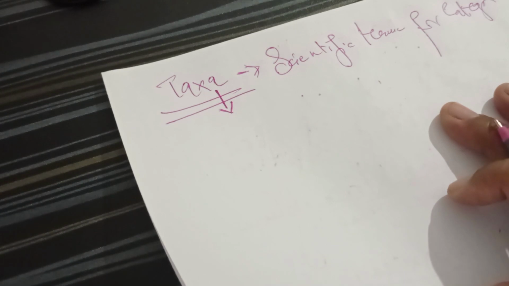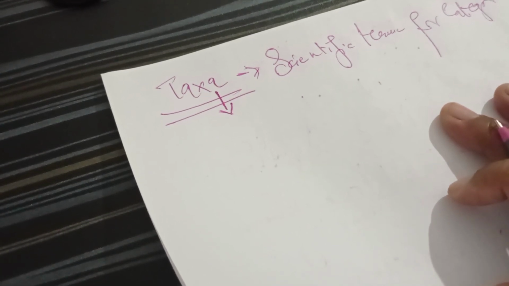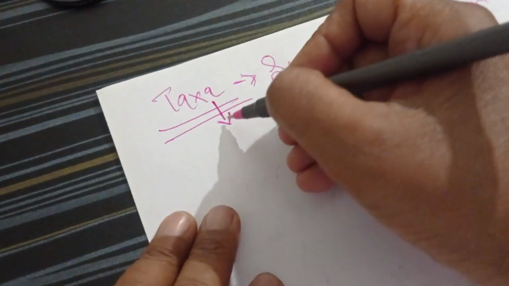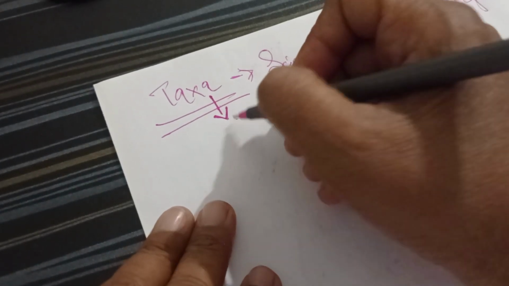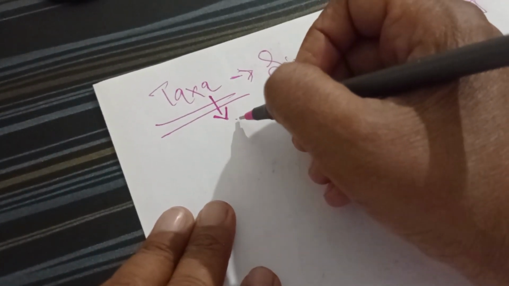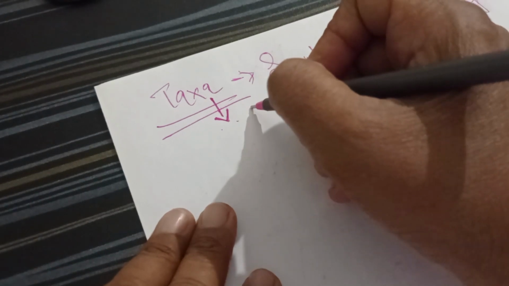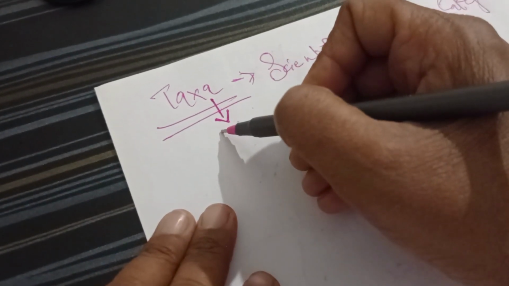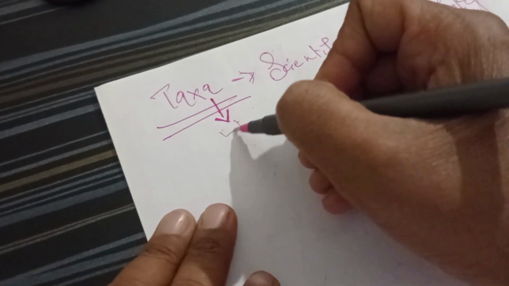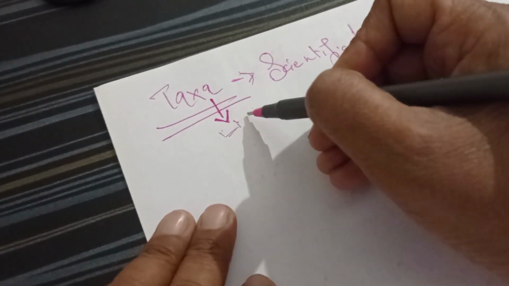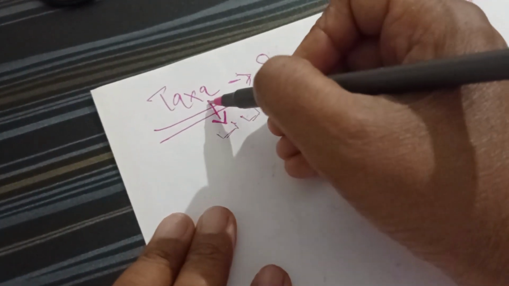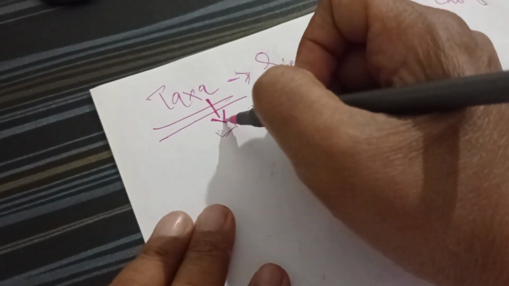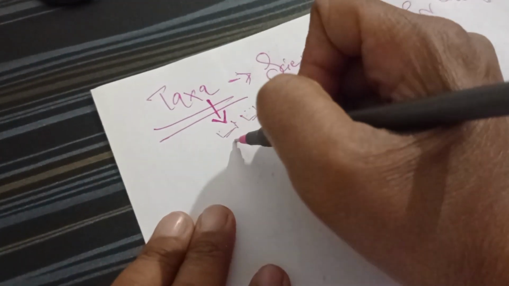So, based on the characteristics, all living organisms can be classified into different taxa. Again, how will we classify? Based on their similarities and dissimilarities. Similar organisms are grouped in a similar group, taxa, and those different from them are grouped in different taxa. What is taxa? Category. Organisms are categorized.